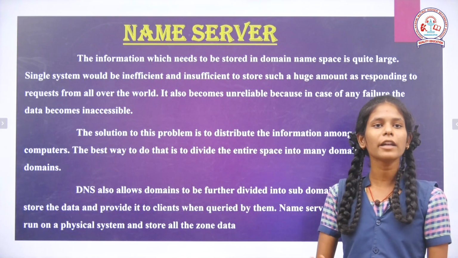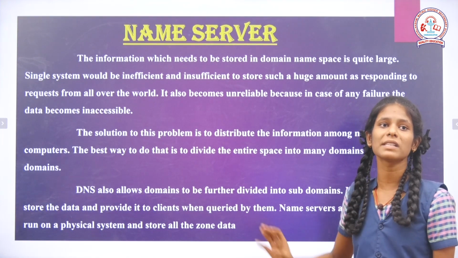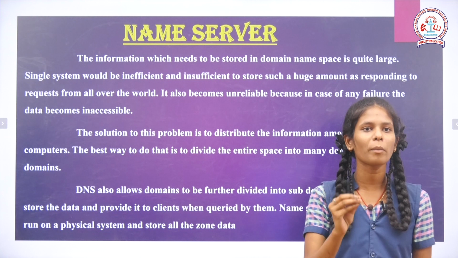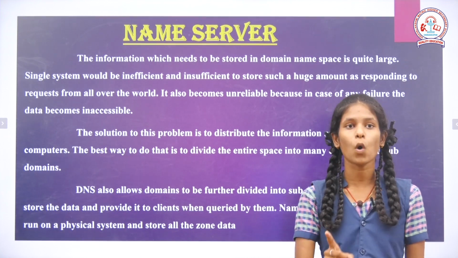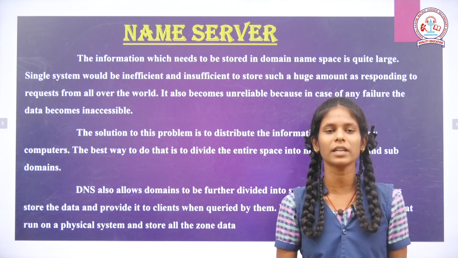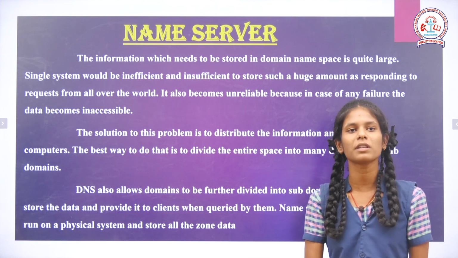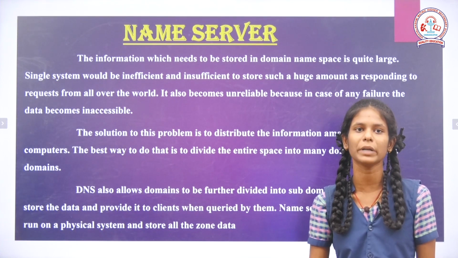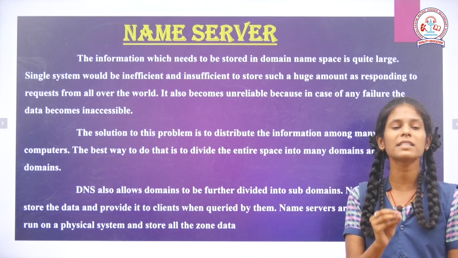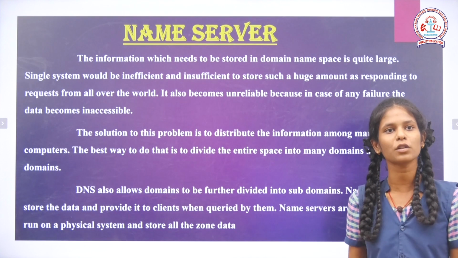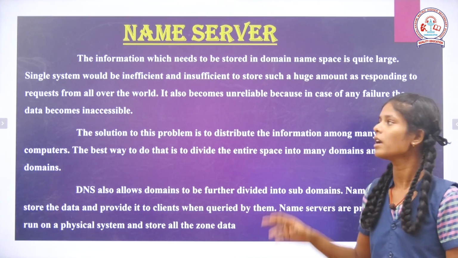Next, the second component of the domain name system is name server. The information which you want to store in the domain namespace is very large. So one system is insufficient and inefficient for storing the entire information. So the only solution is to separate the information between different systems, and it is the main part of the domain name system. It involves the translation of domain name to the IP address.